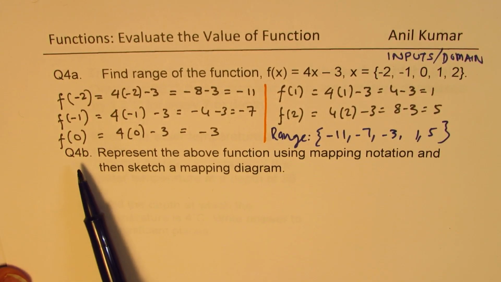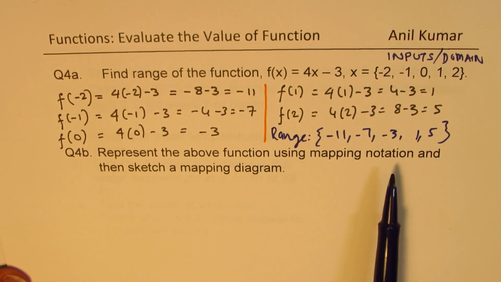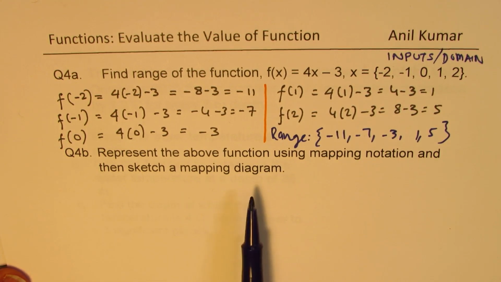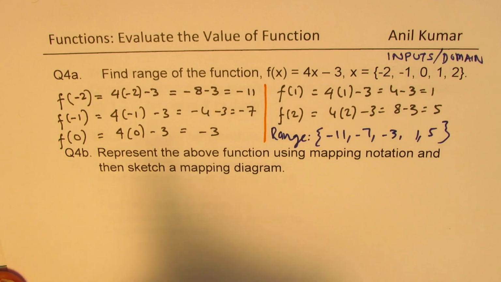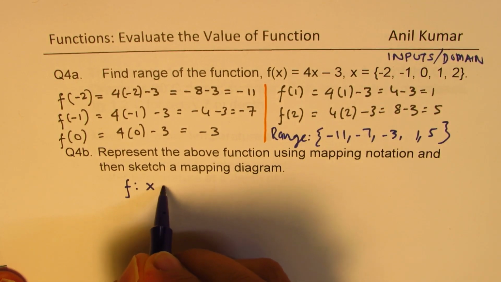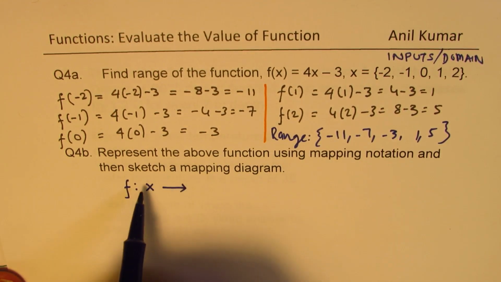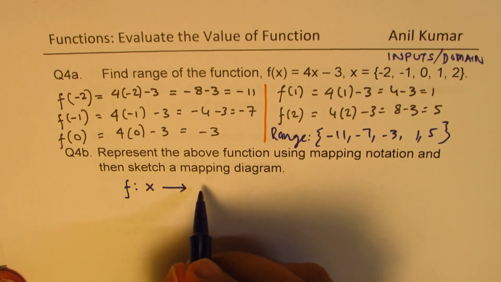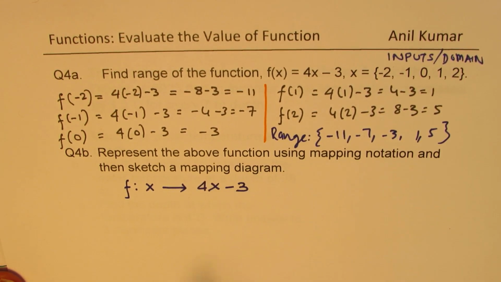Now, question number 4b is, represent the above function using mapping notation and then sketch the mapping diagram. In mapping notation, as opposed to function notation, we write f colon x, and we give this rule. The mapping is that each value of x, which is the input, is mapped to 4 times x minus 3. So this is your mapping notation.